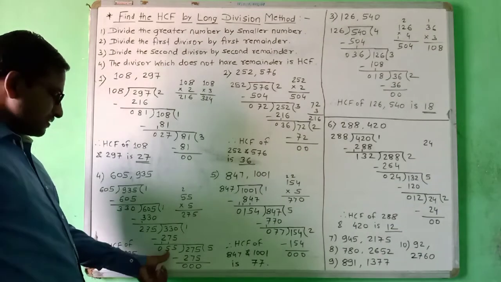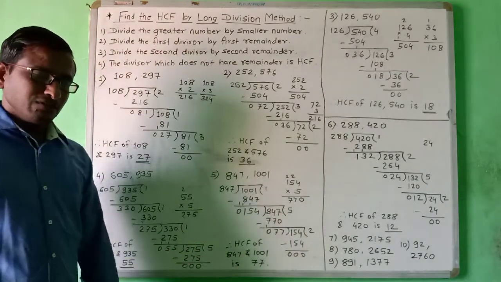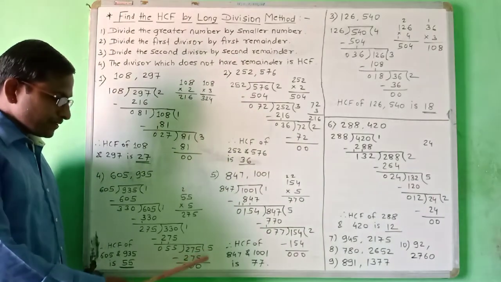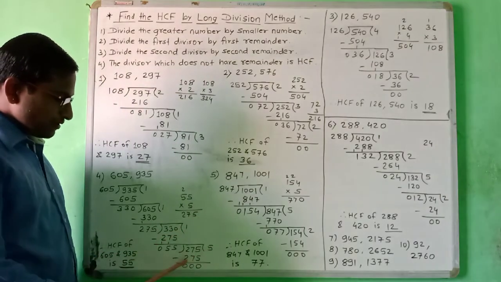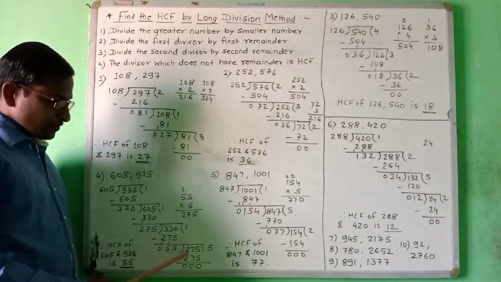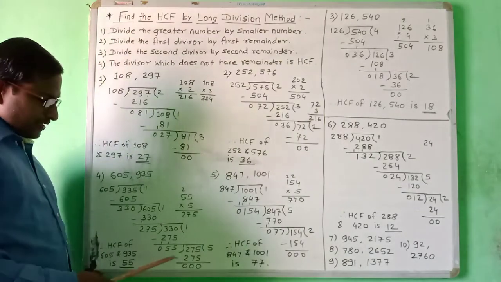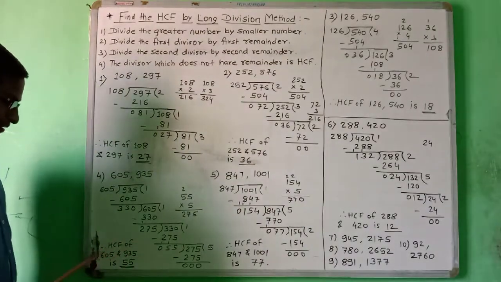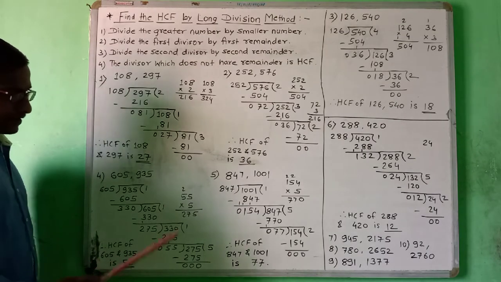This remainder becomes the divisor and this value 275 becomes the dividend. Then 55 divides 275. In the 55 table, the value 275 is present in the fifth place. 55 multiplied by 5, then we get 275. So write 5 here, and 275. Then do the subtraction. 5 minus 5, 0. 7 minus 7, 0. 2 minus 2, 0. And when the remainder is 0, in the last step the divisor is the highest common factor. So therefore, the highest common factor of 605 and 935 is 55.